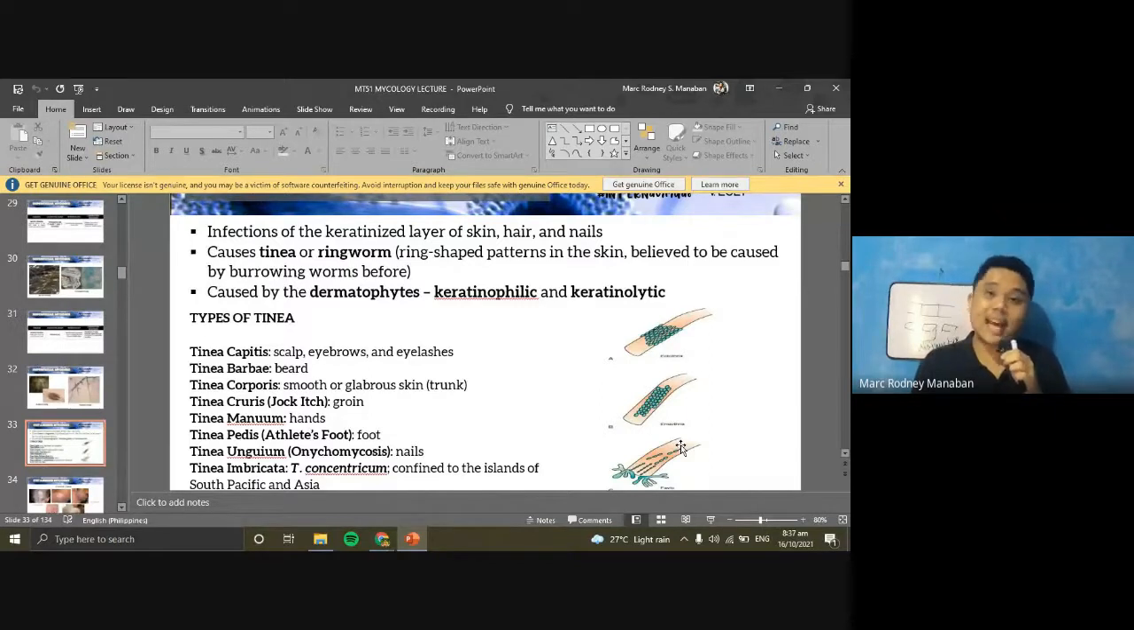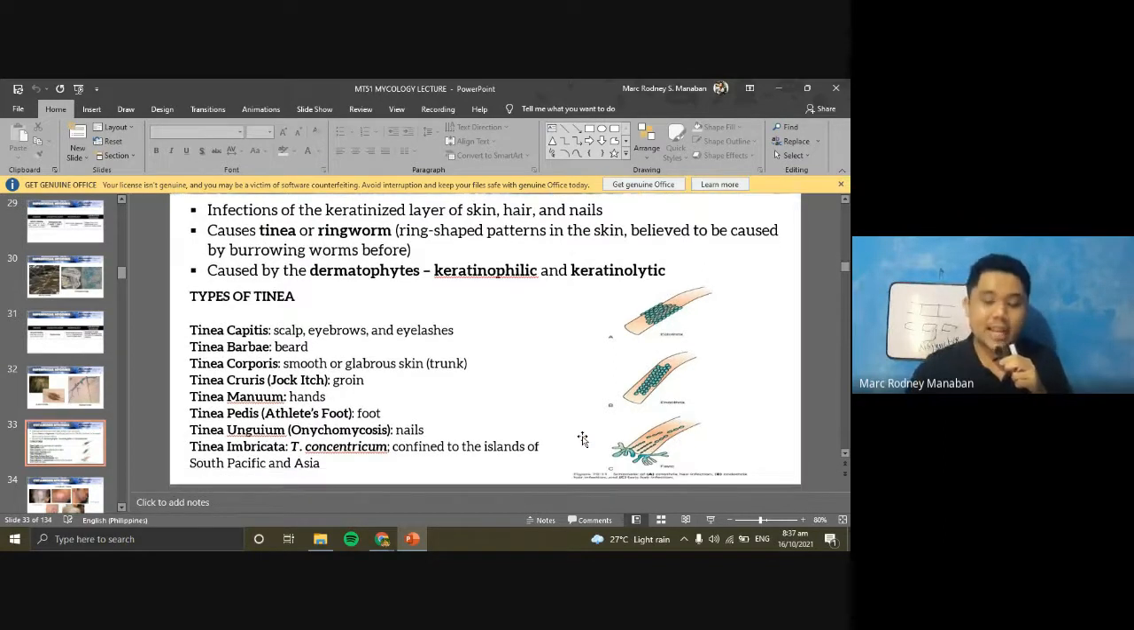Tinia pedis, this is alipunga, athlete's foot. Tinia onguyum or onychomycosis sa nails. Ay kanina po wala na ko nabutang, tinia imbricata. This is specifically caused by Trichophyton concentricum. This is confined only to the islands of South Asia, South Pacific and sa mga Asia na mga countries. So very, very endemic lang yun, specific to a particular islands in the South Pacific and Asia.